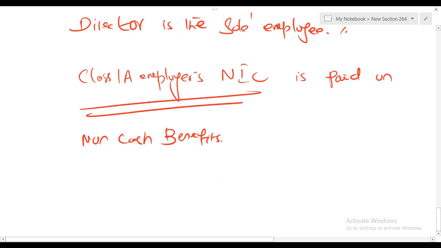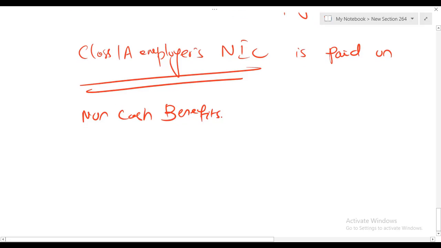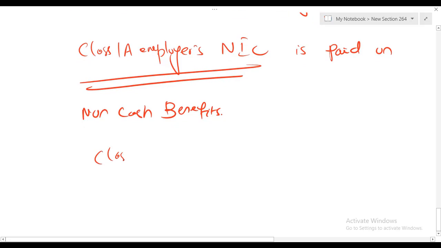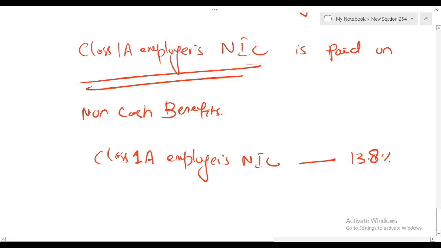How do we calculate class 1A employer NIC? It is very easy. The rate is straightforward, 13.8%. So in case of non-cash benefits, whatever is the amount of the non-cash taxable benefit, all you need is just multiply that amount with 13.8%. So you will get class 1A employers NIC.